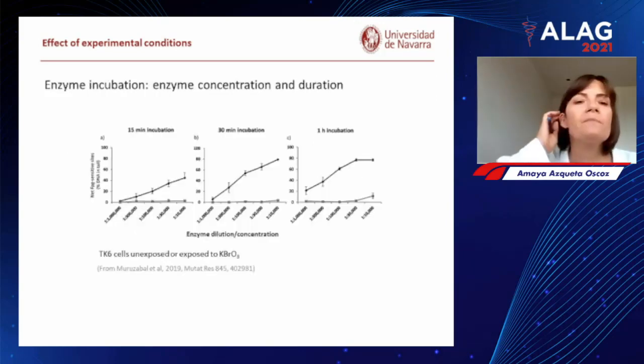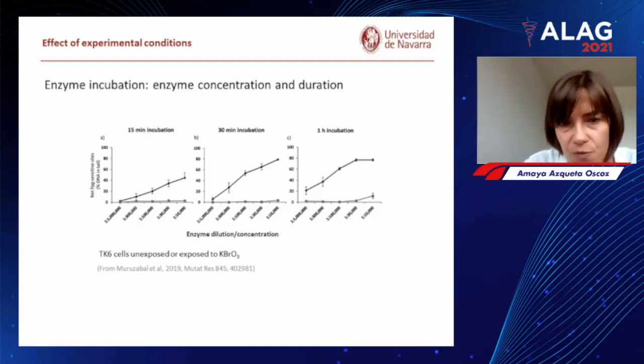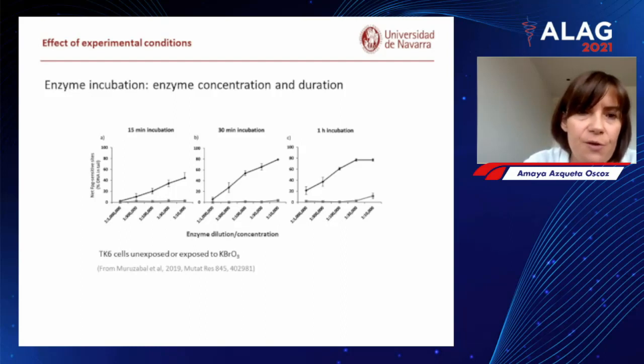Here, when we are performing the enzyme-modified COMET assay, the enzyme concentration used and the duration of the enzyme incubation are crucial. These are results from TK6 cells exposed to potassium bromate. This compound induces 8-oxoguanines. And we used 3 different times of incubation, 15 minutes, 30 minutes, and 1 hour, one in each of the graphs, and different concentrations of the enzyme.